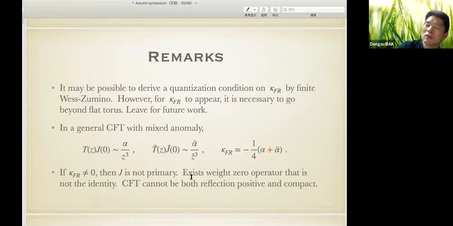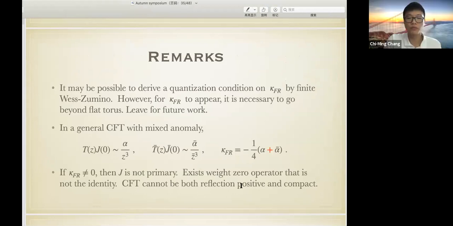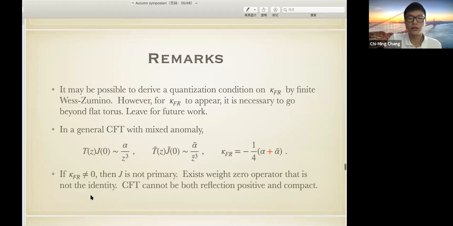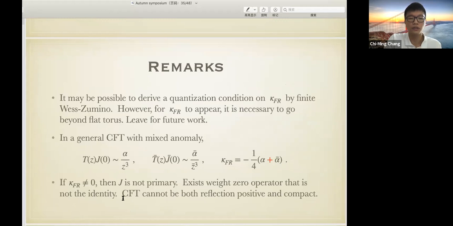The last argument: if we assume the CFT is reflection positive and compact, then any operator, including J, should be either primary or descendant. We see that J is not a primary, so it should be a descendant. Because J has dimension 1, the primary operator should have dimension 0, but it also cannot be the identity operator. But in a compact CFT, the only weight zero operator is the identity. So we get a contradiction. That's why the CFT cannot be both reflection positive and compact.